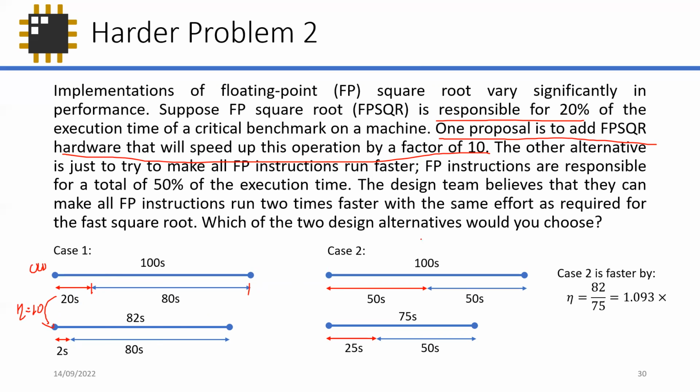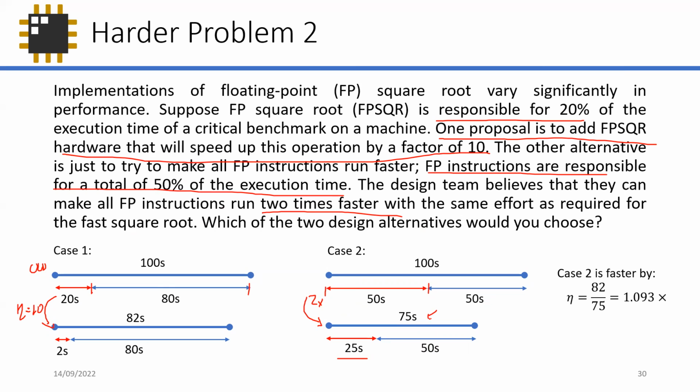Case 2, on the other hand, is to make all FP instructions, which are 50% of the time, faster. But you can only make it 2 times faster. So there's an untouched 50 seconds, and you make the other 50 seconds 2 times faster, as compared to the 10 times faster of the other version. If you make it 2 times faster, you get 25 seconds. Adding the sped up part and the untouched part, you get a total of 75 seconds.